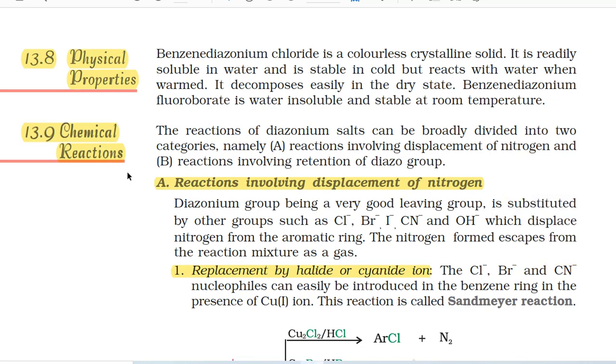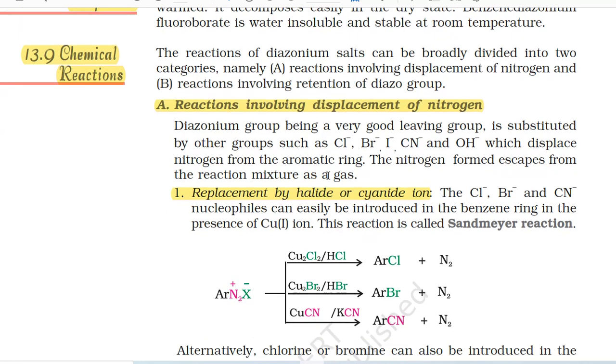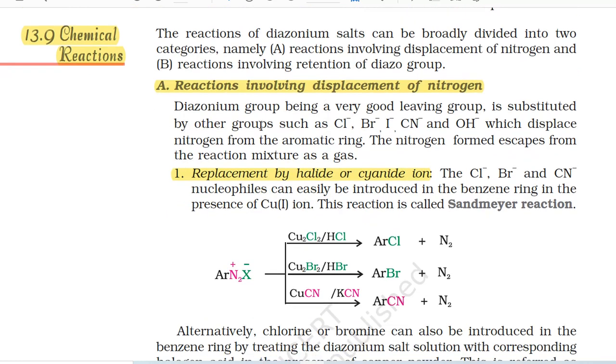13.9 Chemical reactions. The reactions of diazonium salts can be broadly divided into two categories, namely A. Reactions involving displacement of nitrogen and B. Reactions involving retention of diazo group. A. Reactions involving displacement of nitrogen. The diazonium group, being a very good leaving group, is substituted by another group such as Cl-, Br-, I-, CN-, and OH-, which displace nitrogen from the aromatic ring. The nitrogen formed escapes from the reaction mixture as a gas.